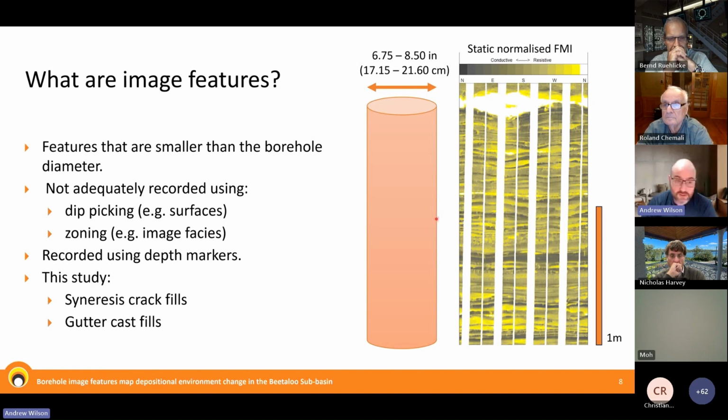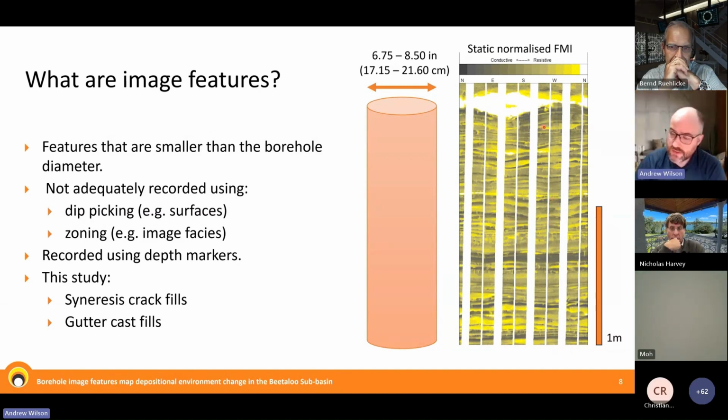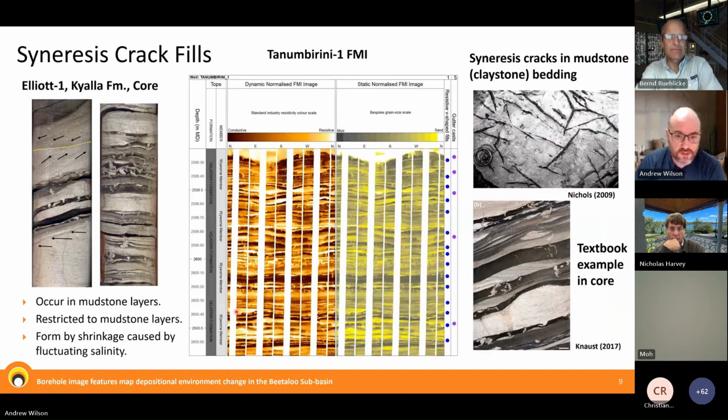So instead, and I really would be curious to know, especially from some of our more experienced people, if anyone has done anything with these sort of things before, because I found very limited work on image features in the literature. But anyway, we would record these things with depth markers, with point markers, so we know the depth that they occur at. And in this talk, I'm going to be talking about syneresis crack fills and gutter casts.